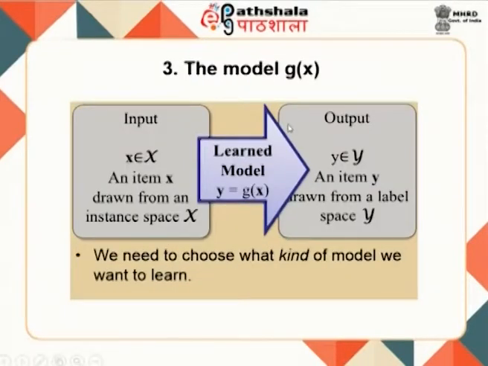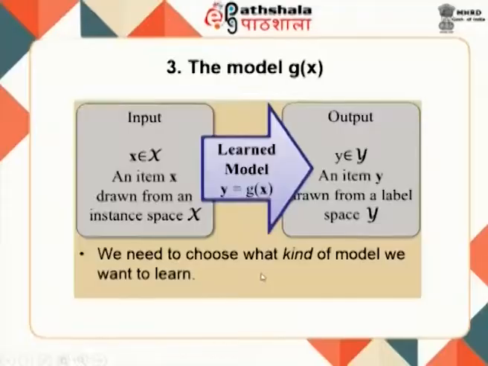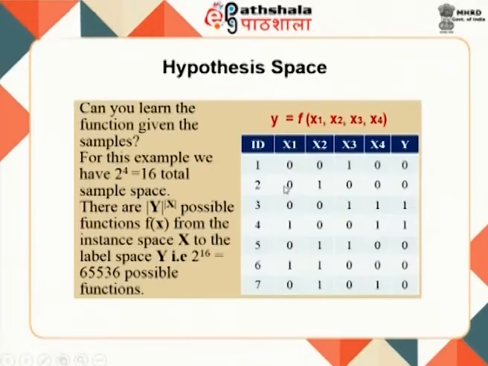So now, what have we finished with? We have finished with instance space, we have finished with label space. Now we are talking about models g of x, which we used here. We need to choose what kind of model we want to learn. We want to find out this g of x.